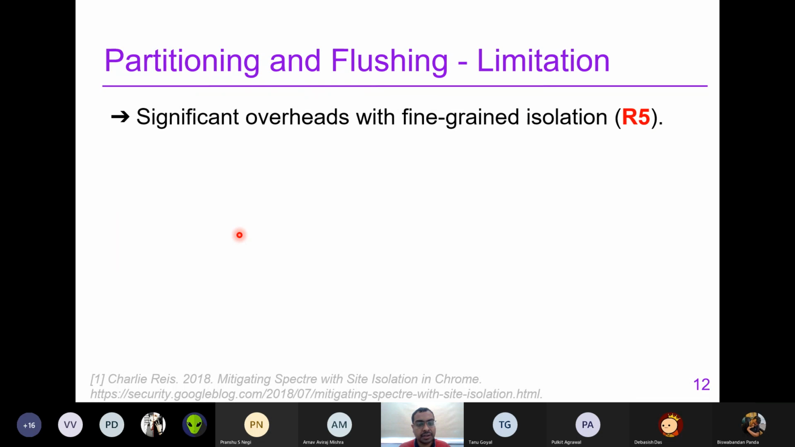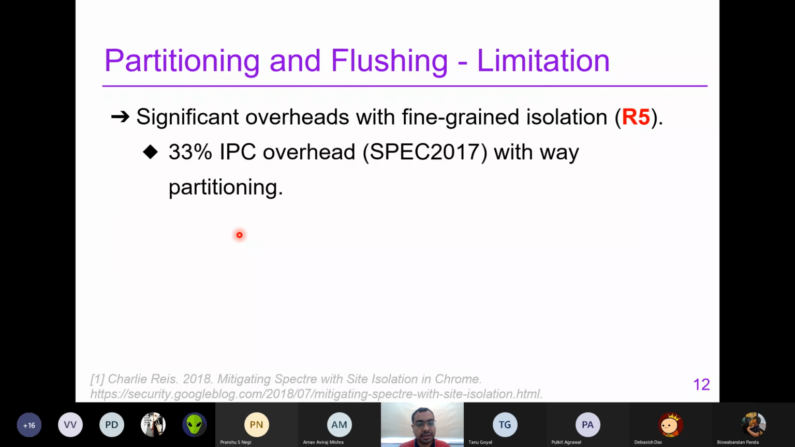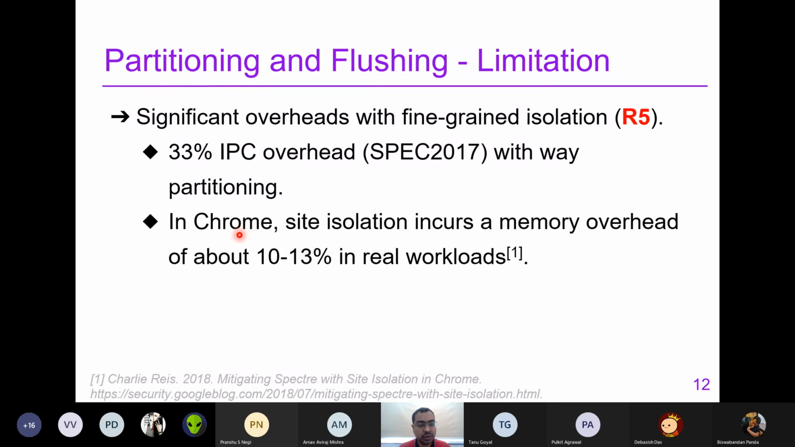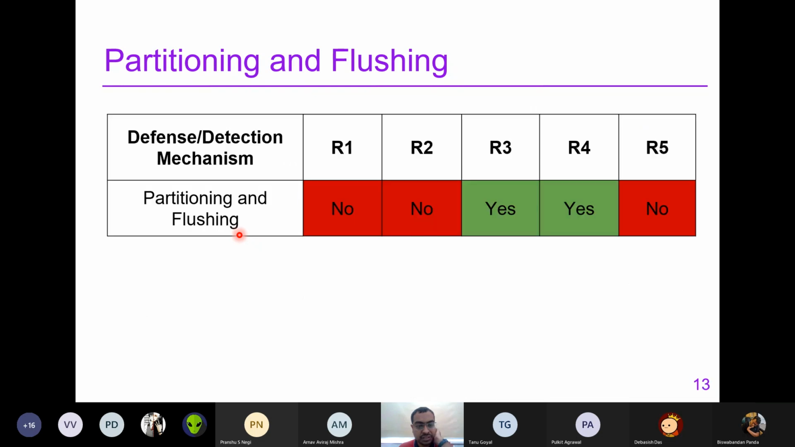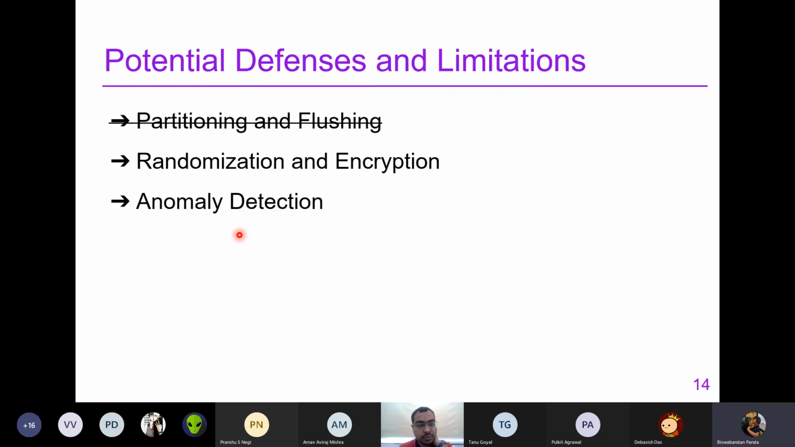It has significant overhead. For example, they performed an experiment with SPEC 2017 and found that with way partitioning there is 33% overhead. Similarly, in isolation in the Chrome browser there is 10 to 13% overhead. But this defends against both contention and speculation. But it is not scalable. So in summary, it satisfies two of the requirements that a defense mechanism should have. The next one is randomization.